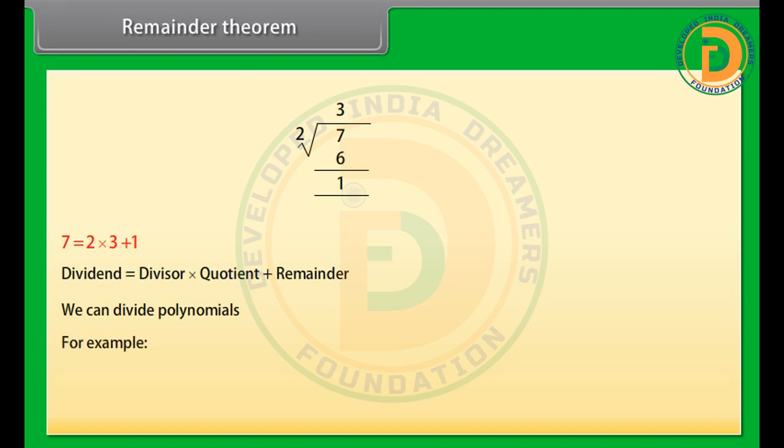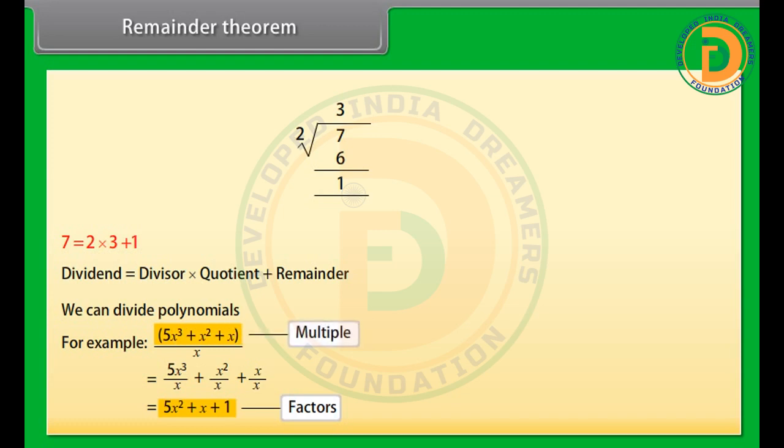For example, 5x raised to the power 3 plus x raised to the power 2 plus x by x. Here we say that x and 5x square plus x plus 1 are factors of 5x cube plus x square plus x, and 5x cube plus x square plus x is a multiple of x as well as a multiple of 5x square plus x plus 1.